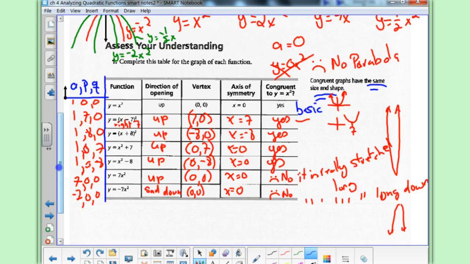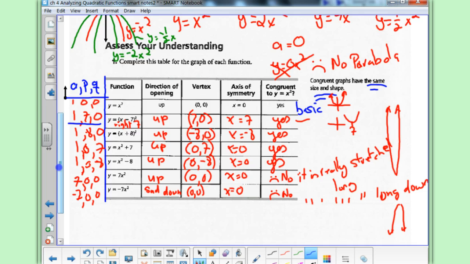In number 2, I can see that the A value is 1, the P value is 7, and the Q value is 0. What did it do? Its direction of opening is up, it's a happy parabola. Its vertex is 7 to the right. Its axis of symmetry is x equals 7. And is it congruent? By that I mean, is it the same shape? Yes, it is. It's not been stretched. Nobody grabbed onto its arms and put it on a rack and stretched it. So it is the same.